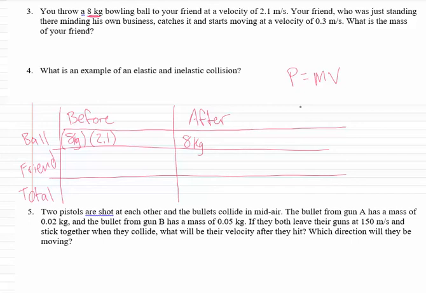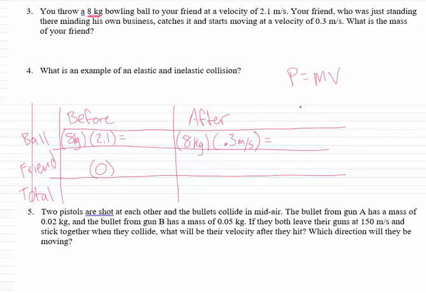So we have our mass, we have our velocity. We can solve for that momentum, but I want to keep plugging in some information so that we can get all of our pieces pulled from the question. It says our friend who was just standing there. So we know the velocity of our friend was 0 meters per second. So I'm going to put that in for the before. Catches it and starts moving at a velocity of 0.3. So if the friend catches it, that must mean that they're moving together. So I know that the bowling ball after has 8 kilograms and is moving at 0.3 meters per second.